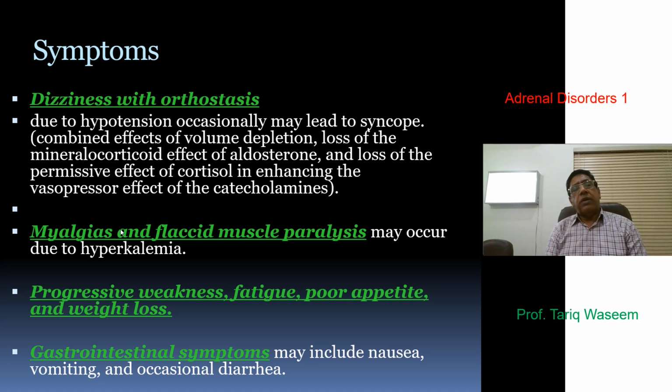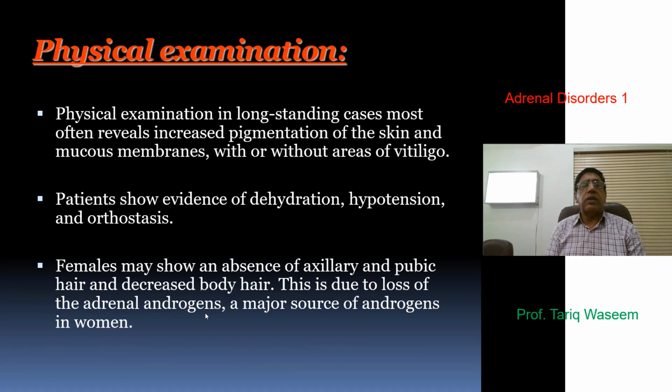The symptoms of dizziness and orthostasis or postural hypotension are because of the sodium being lost, so there is less water retention and the patient becomes hypotensive. Myalgias and flaccid muscle paralysis may occur because of the associated hyperkalemia or increased potassium level. Progressive weakness, fatigue, appetite and weight loss are symptoms because of the mineralocorticoid deficiency, and they also lead on to GI upsets like nausea, vomiting, and occasional diarrhea as well.